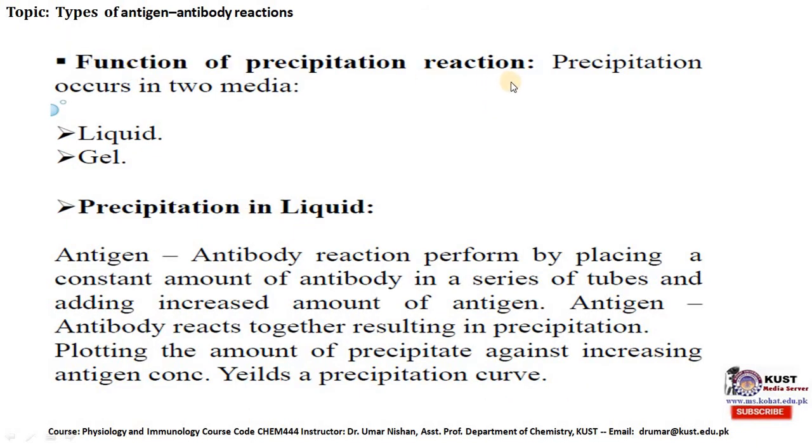Types of precipitation reaction. Precipitation occurs in two media, liquid and gel. Precipitation in liquid: antigen antibody reaction is performed by placing a constant amount of antibody in a series of tubes and adding increased amounts of antigen. Antigen and antibody react together, resulting in precipitation. Plotting the amount of precipitate against increasing antigen concentration yields a precipitation curve.